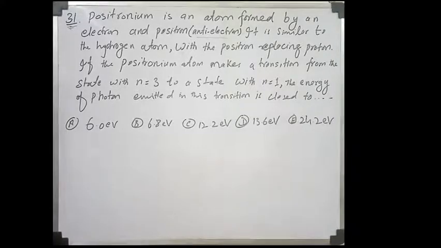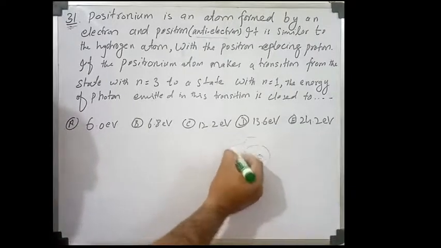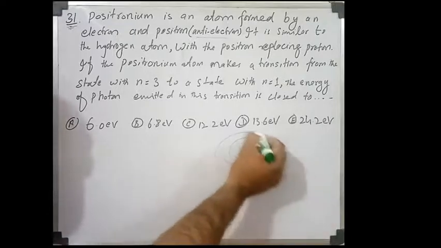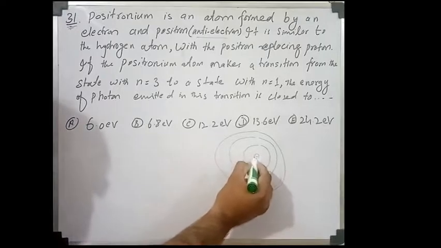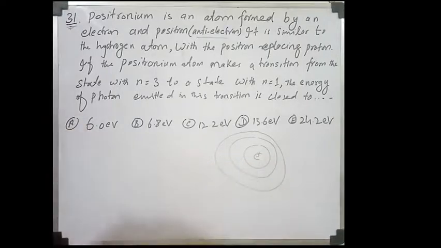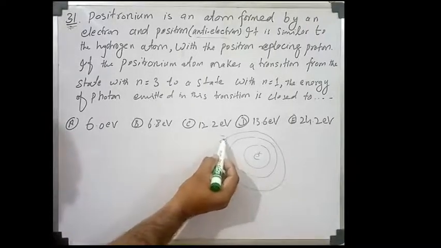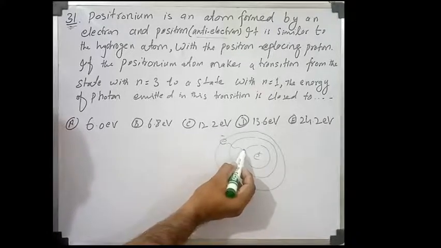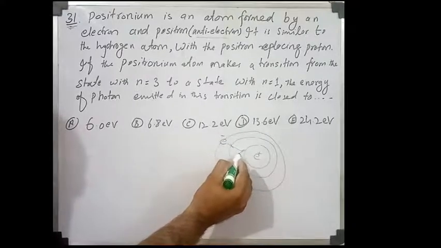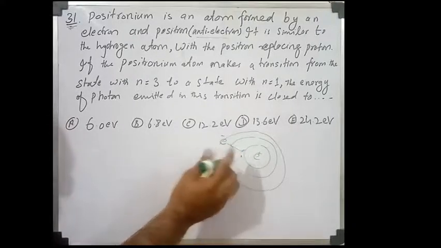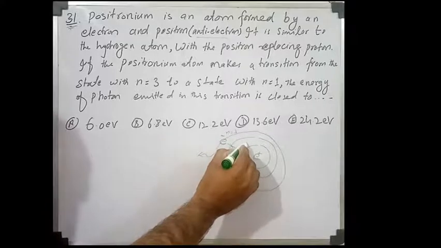Guys, we have an atom. This is the nucleus and these are the shells of this atom, but in this case, in the nucleus there is a positron, with positive charge instead of a proton, and the electron revolving in the third shell will jump to the first shell. We have to find the energy emitted in this transition when this electron jumps from n equal to 3 to n equal to 1. This is n equal to 3, this is n equal to 1.